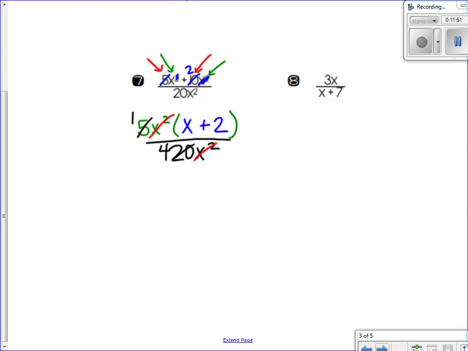So that leaves me with 1 times x plus 2 on the top. And we don't really have to write that 1, do we? I got x plus 2 on the top. And on the bottom, I got this 4 because everything else canceled out.